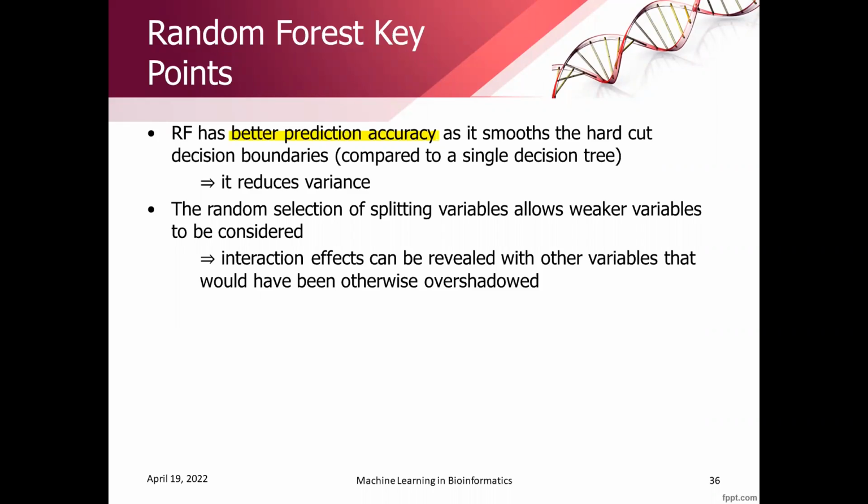When we use the random forest, then we obtain a smooth boundary between the classes, because of this averaging. When we use this random selection of splitting variables, then even weaker variables, weaker in the sense of weaker importance, can be considered, and because of this averaging effect, they still contribute to better classification.